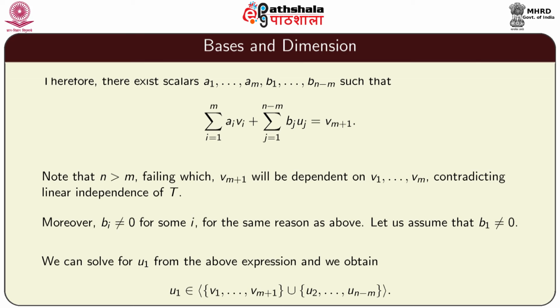Now, look at this list very carefully. How many vectors do we have? There are m plus 1 of them in the first set, that is V1 to V(m+1), and there are n minus m minus 1 of them in the second set, that is consisting of U2 to U(n-m).